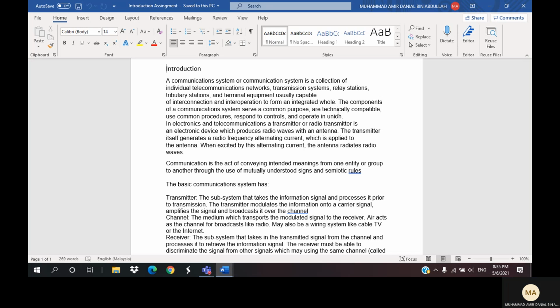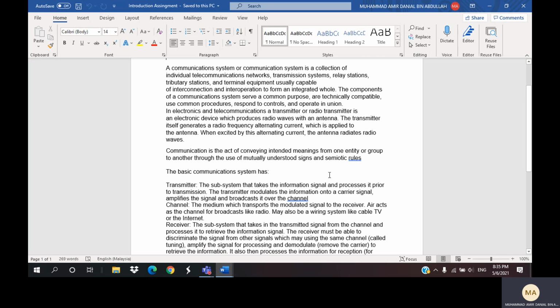operate in union. In electronics and telecommunication, a transmitter or radio transmitter is an electronic device which produces radio waves with an antenna. The transmitter itself generates a radio frequency alternating current, which is applied to the antenna. When excited by this alternating current, the antenna radiates the radio wave. Communication is the act of conveying intended meaning from one entity or group to another through the use of mutually understood set of rules.